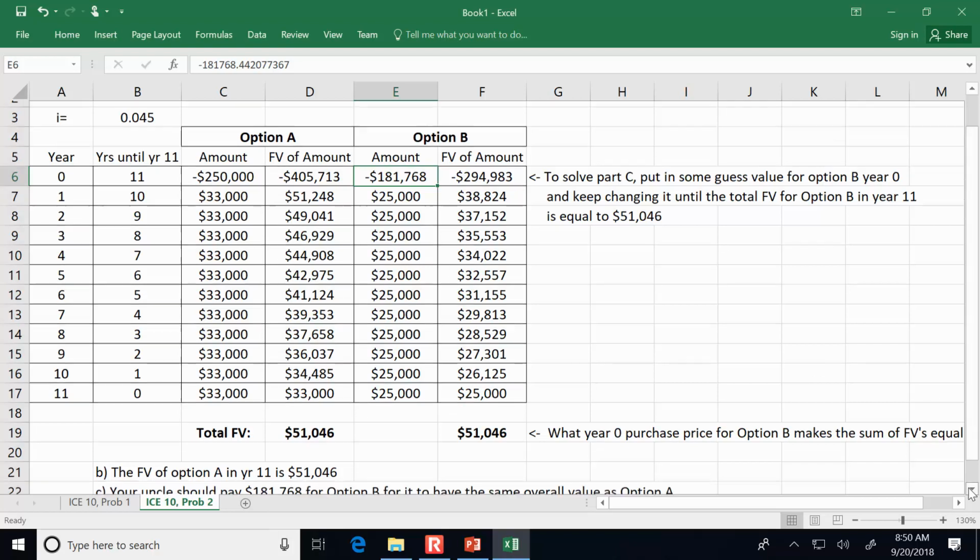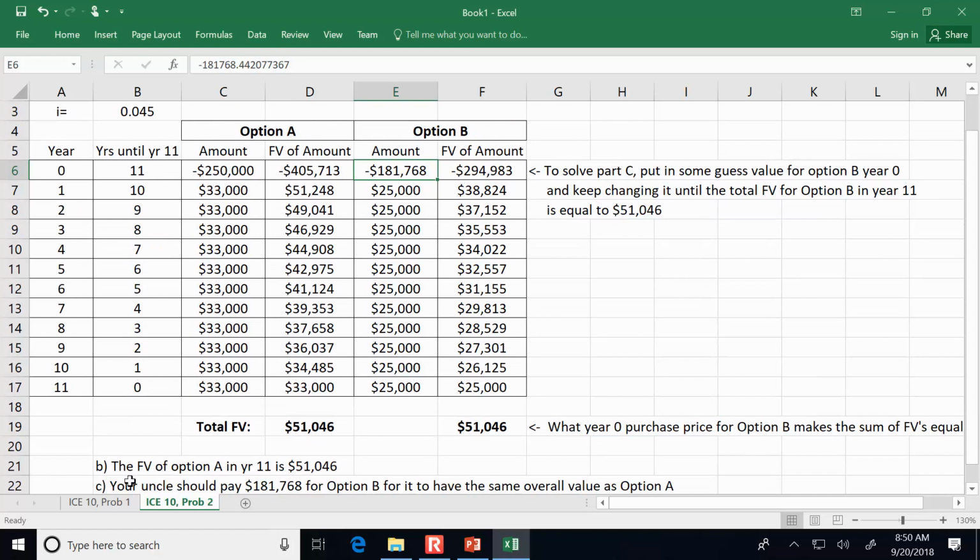And so the final answer is that your uncle should pay $181,768 for option B to have the same value as option A. And if your uncle pays that, then that means he can cover the loan and then still have the equivalent of $51,000 of profit in terms of year 11 amounts. We could discount that profit to the present and find out how much it's worth in today's terms. We could do that, but that's not what the problem asked.